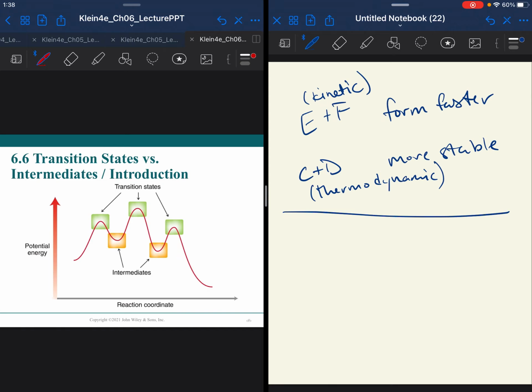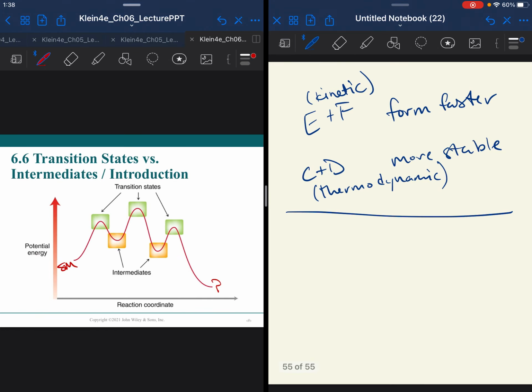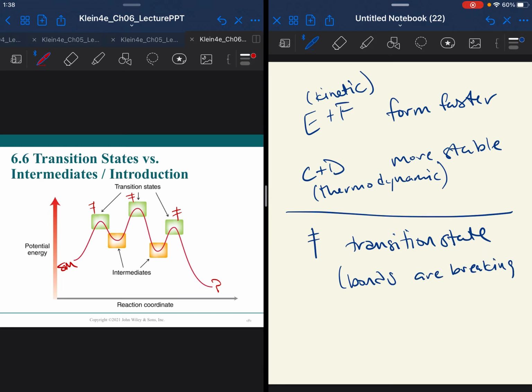Other important pieces of an energy diagram that you need to be familiar with. You know your starting material and your product, start and finish. But some reaction diagrams have multiple maxima and minima. All of the maxima are transition states. This is where the bonds are breaking and forming. This is just a symbol for a transition state. Those are always your highest energy. This is where bonds are breaking or forming.